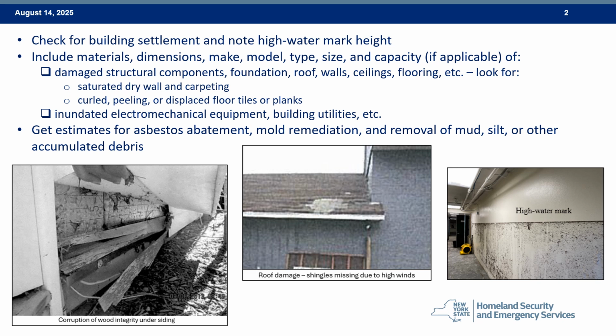Include the materials and dimensions of damaged walls, ceilings, and flooring. Provide DDDs for structural components, electromechanical equipment, building utilities, etc. Examples of some electromechanical equipment are motors, generators, pumps, and boiler systems. Provide estimates for asbestos abatement, mold remediation, and removal of mud, silt, or other accumulated debris if applicable. The older the building, the more likely asbestos will be present.